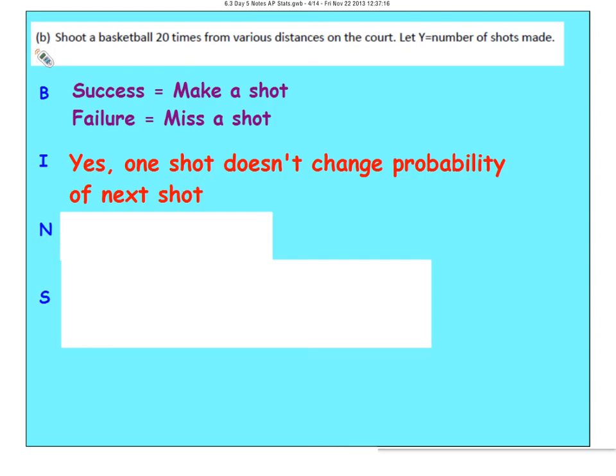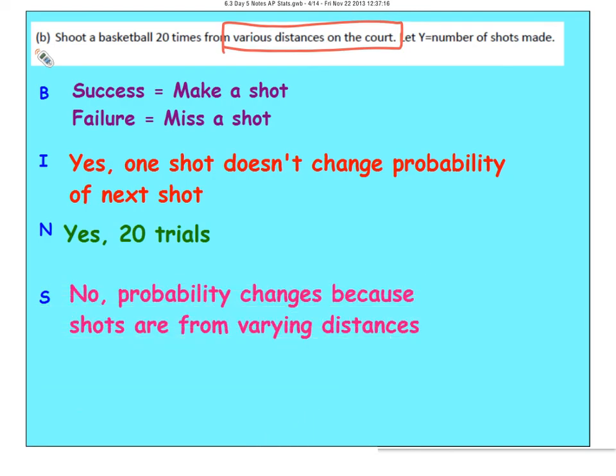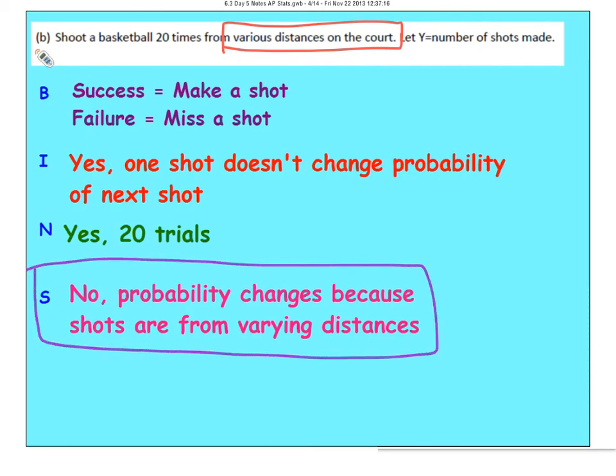And number of trials. Is there a fixed number of trials? Yeah, there's 20. S, probability of success. Is it a constant probability of success? You have to be careful. We are actually at varying distances from the court. So a shot up front might be easier than a shot in the back. Therefore, the probabilities are going to be different. So no, this is not considered a binomial distribution because it fails the fourth requirement.